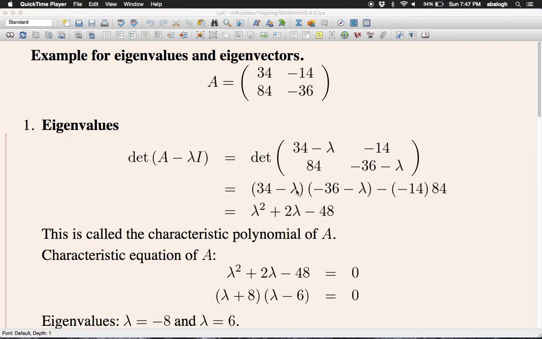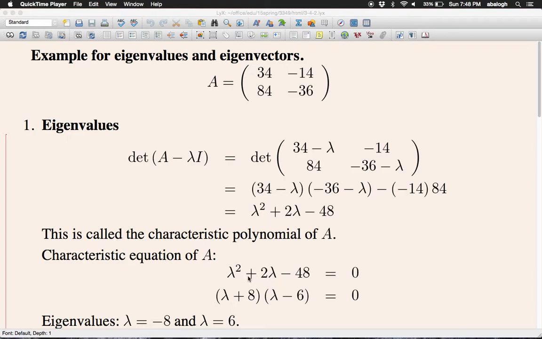Then, of course, what you have to do is expand this product, collect like terms and do some simplification. You get a second order polynomial. In this case, lambda squared plus 2 lambda minus 48. This is called the characteristic polynomial of A. And then the characteristic equation of matrix A is when you set this polynomial equal to 0.